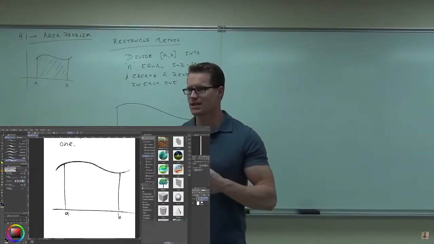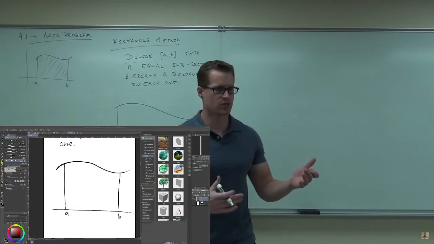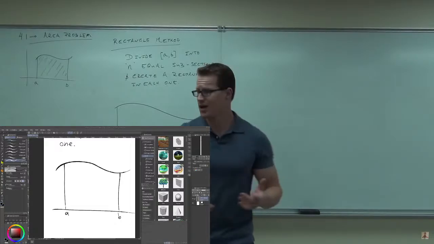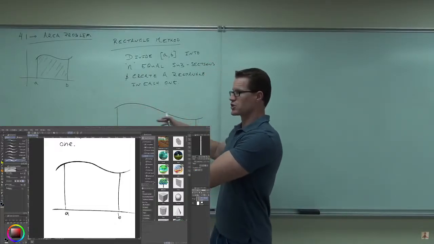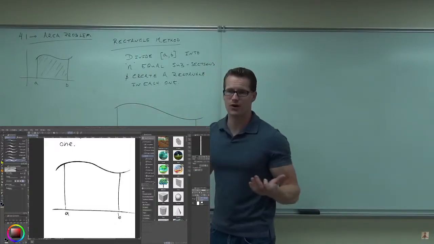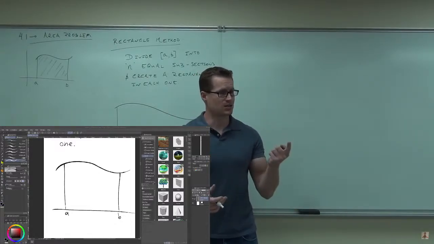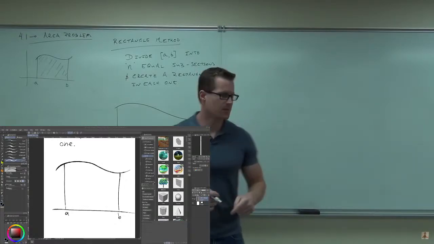Whether we can break it up into rectangles or triangles, because we know how to take the areas of those figures, or perfect circles, you know how to take the areas of those figures. This is not a regular shape that we know of. It's just some random function. In fact, I haven't even been specific. It could be any function. But the idea is, let's go ahead, let's break this up.